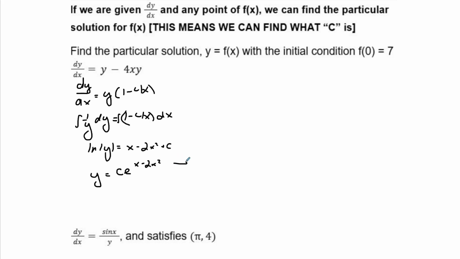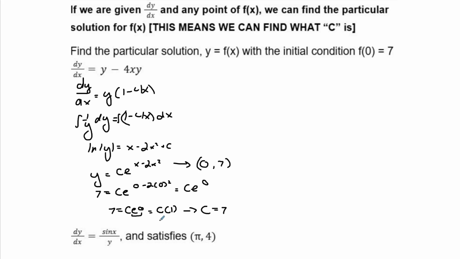Then we're going to plug in the point (0, 7), and we're going to get that 7 equals c e to the 0 minus 2 times 0 squared, which is just c e to the 0. What is e to the 0? That's just equal to 1, so that would equal c times 1. So if 7 equals c times 1, then c is going to equal 7, and therefore y equals 7 times e to the x minus 2x squared, right?